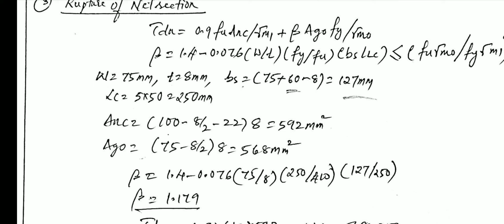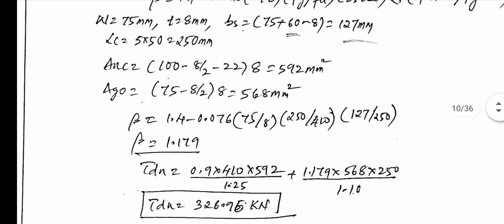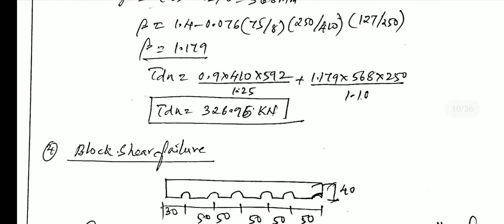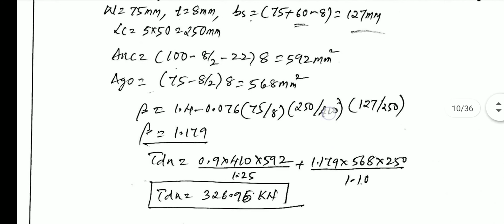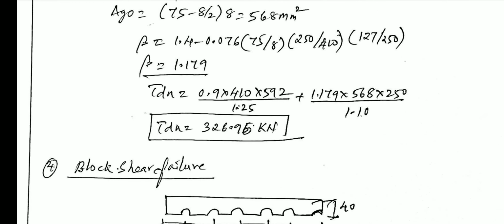Similarly you have to calculate for the outstanding leg, Ago, that is 75 minus 8 by 2, because there are no bolts connected there. So you take only 8 by 2 into thickness, and you will get the value of Anc and Ago. Similarly you have to calculate beta. When you substitute all the values, you get 1.179. Now you can calculate Tdn. Tdn we already know, the formula is given above. With that formula you get the value of Tdn. Now you have two values, one is Tdg and Tdn.